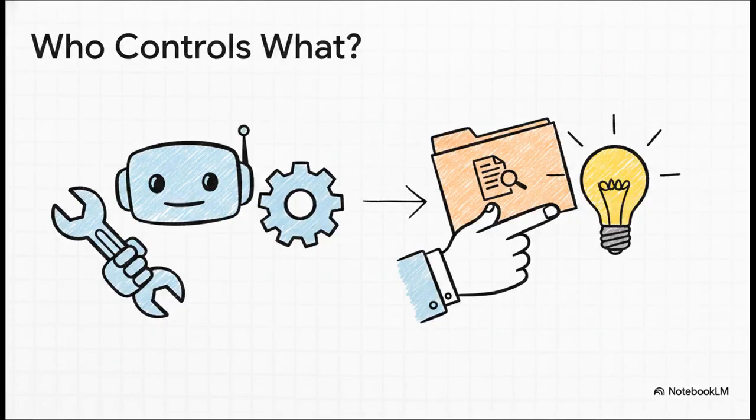Now, the absolute key takeaway here is about control. Who is in the driver's seat? Well, tools are model-controlled. During a conversation, the agent autonomously decides to reach for a tool when it realizes it needs external info or needs to take an action. On the flip side, resources and prompts are user-controlled. You, the human user, explicitly hand the agent a resource, like saying, hey, read this specific file, or you select a prompt template for it to follow. The tools fuel the agent's autonomy, while the resources and prompts allow you to guide it.